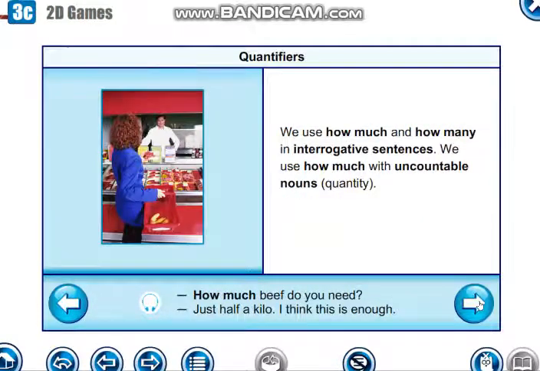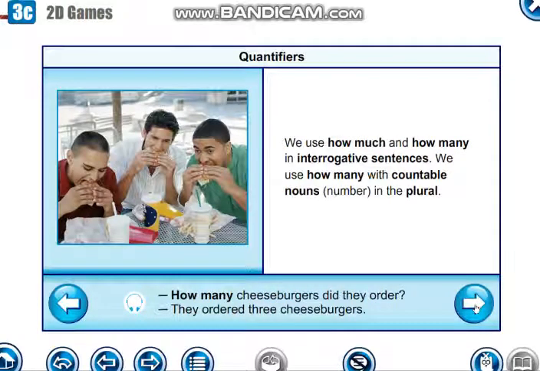And the next is we use how much and how many in interrogative sentences. For example, we want to know how many, how much. We use how much with uncountable nouns. For example, how much beef do you need? Beef is an uncountable noun. And we use how many with countable nouns in the plural. Remember, don't forget, how many cheeseburgers did they order? Cheeseburgers is a countable noun and we use how many.